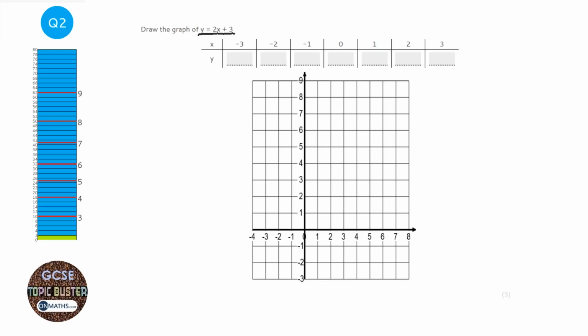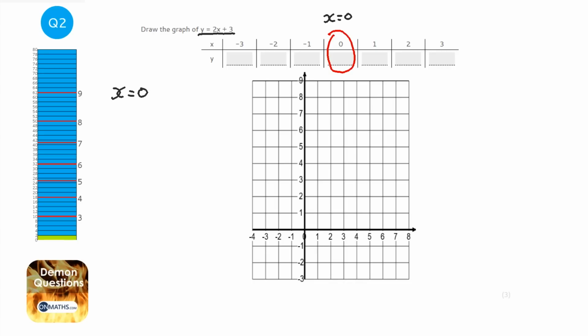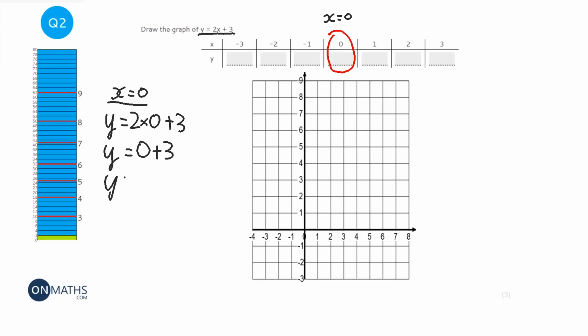The first number I'm going to start with is 0, and this, what I'm circling now, is going to be a coordinate to plot on our graph. The top number, the 0, is the x, so this is when x equals 0. I'm going to feed that into my equation. So when x equals 0, y equals 2 times x, so 2 times 0 plus 3. 2 times 0 is just 0, so y equals 3. You don't need to do this working out for every single number, but I'm just doing it to show you how I'm getting to the y.